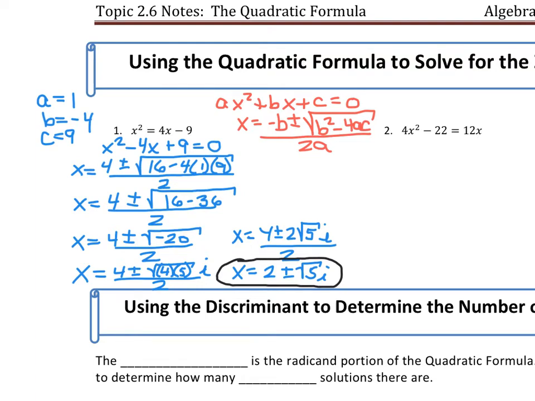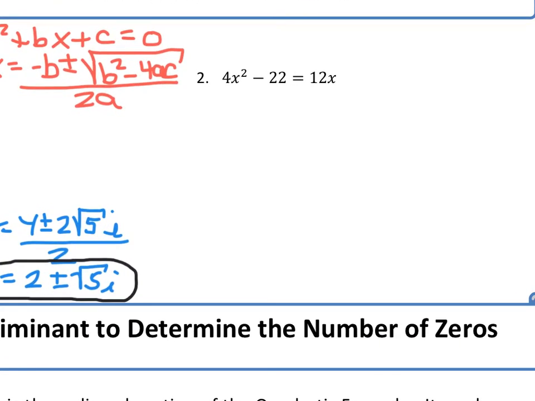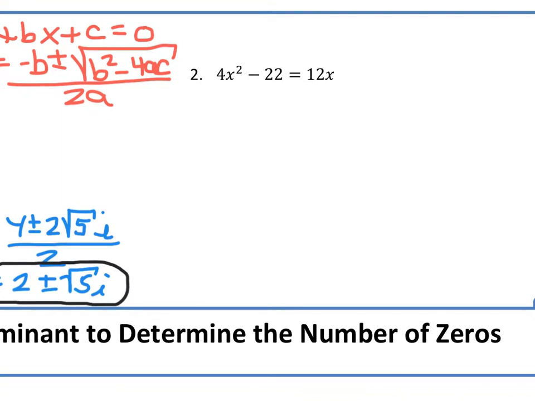Okay, let's take a look at one more example here. 4x squared minus 22 equals 12x. We need to get that into standard form. Again, I'm not going to show those inverse operations, but if we subtract 12x from both sides, that 12x becomes minus 12x on the left, minus 22, and then we have 0 on the right, which is what we want.